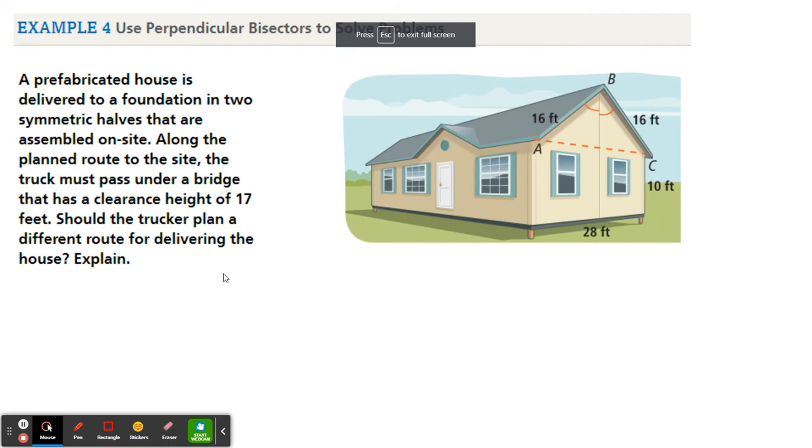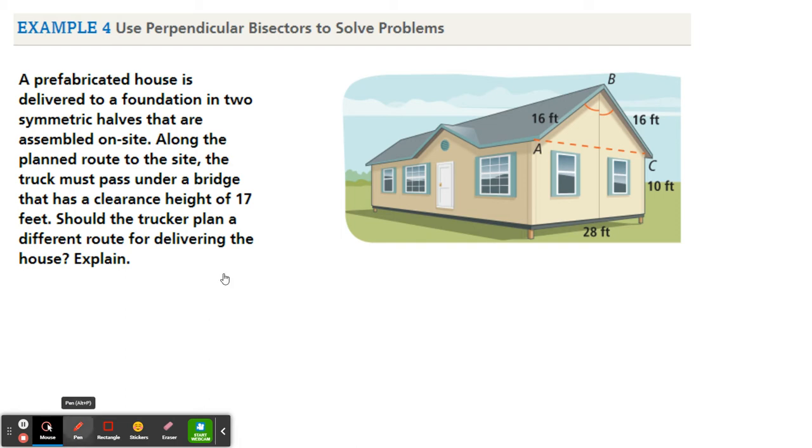Okay, it says a prefabricated house is delivered to a foundation in two symmetric halves that are assembled on site. That's crazy to think about, right? That just brings that house together. It's pretty cool. Along the planned route, the truck must pass under a bridge that has a clearance height of 17 feet. Should the trucker plan a different route for delivering the house?